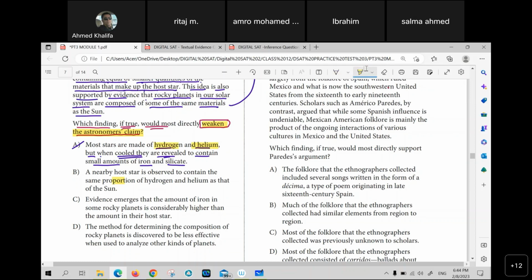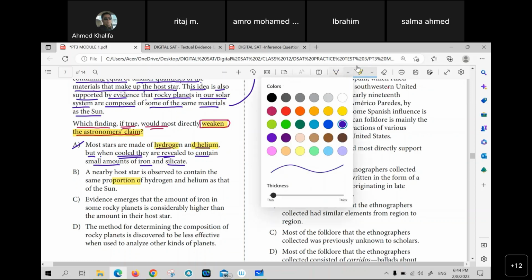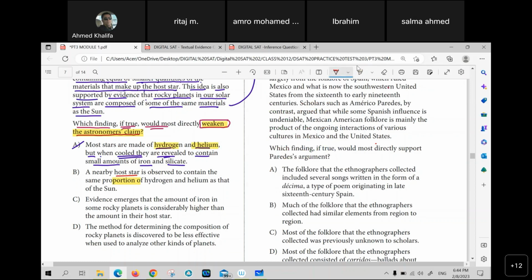A nearby host star. It's here, guys. A nearby host star, which is the sun, is observed to contain the same proportion of hydrogen and helium as that of the sun. What do you think of this one? It has nothing to do with the planets. You understand what I mean?